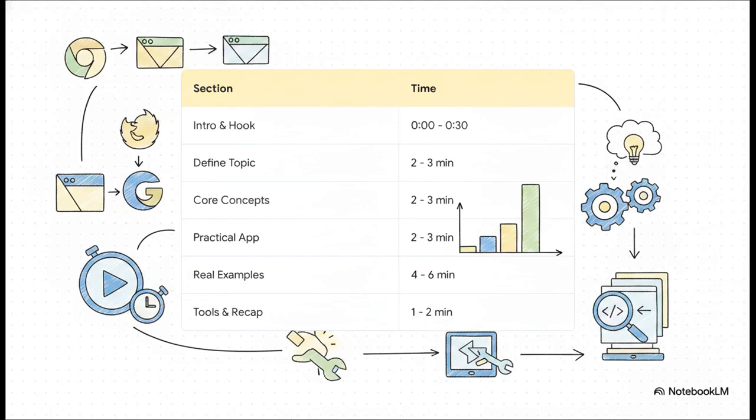And this brilliantly illustrates how the source material breaks down the 15-minute episode structure, literally block by block. You start off at the fast, punchy 30-second hook. Then you spend a couple minutes defining exactly why the topic matters, followed by your core concepts and practical application. Now notice this, the largest chunk of time, 4 to 6 minutes, is fiercely protected for real examples and best practices. Finally, you wrap it all up with tools, a quick recap, and a call to action. It is a perfectly balanced template for keeping viewers glued to the screen.